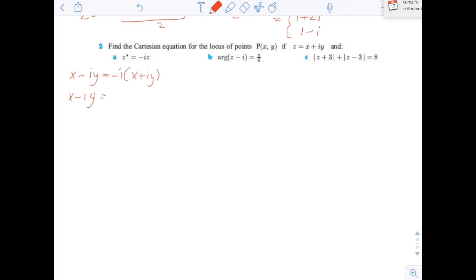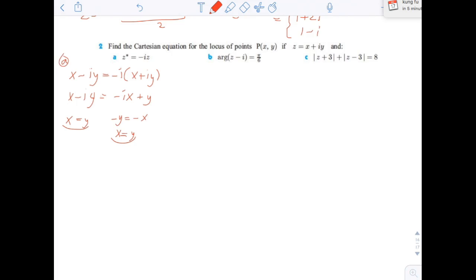So we'll get negative ix. And then i squared is going to be negative 1, so it'll be negative negative 1, so it'll be plus y. And then we're going to equate the real parts and the imaginary parts. So the real parts would be x equals y. And the imaginary parts would be negative y equals negative x. Right? And so basically the first statement says the exact same as the second statement, that x is equal to y. So the locus of points is just when x equals y.